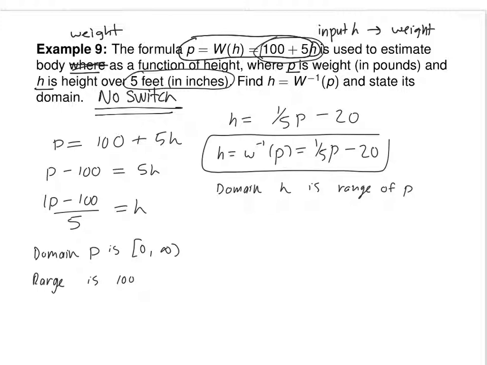And if you think about what that thing looks like, it's a line, right? 100 plus 5h. It has y-intercept of 100 and then slope of 5. What happens to it as you plug in bigger and bigger h's? Does it go up or down? It goes up, right? So this first number is going to be your lowest number. So this domain is 100 to infinity. So the skinniest weight you can input to predict somebody's height is 100 pounds.